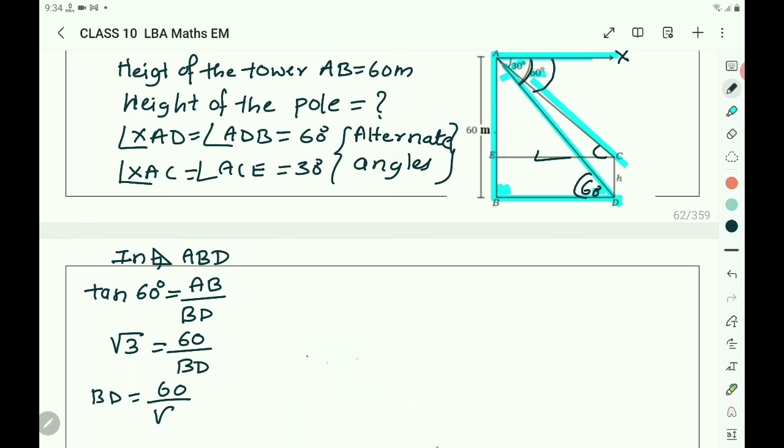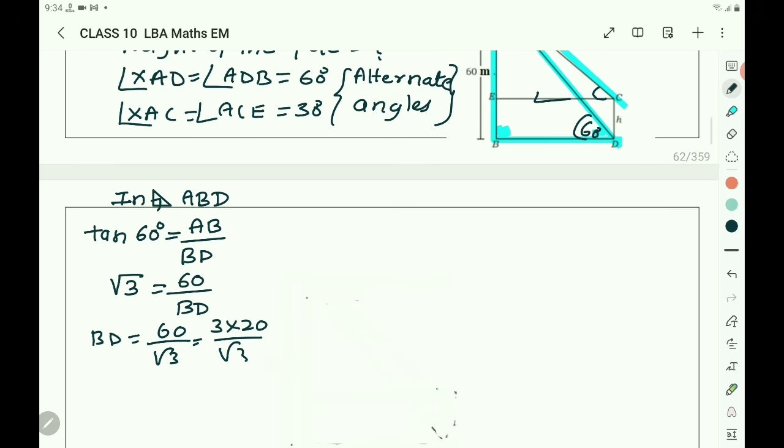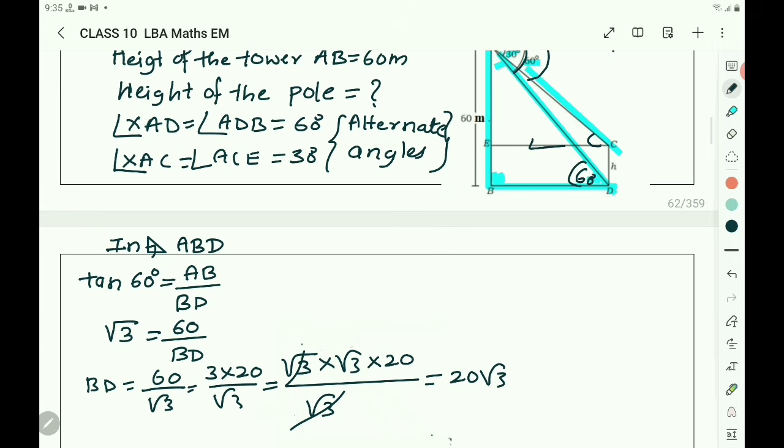Therefore BD equals 60 by root 3. 60 can be expressed as 3 into 20 by root 3. 3 can be expressed as root 3 into root 3, into 20 by root 3. Cancel this root 3, you will get 20 root 3. That is the length of BD, that is the distance between the tower and the pole.